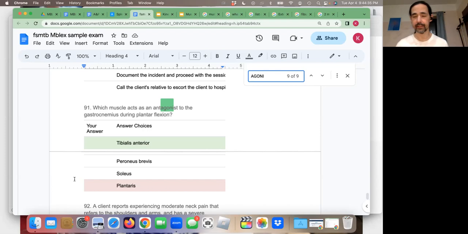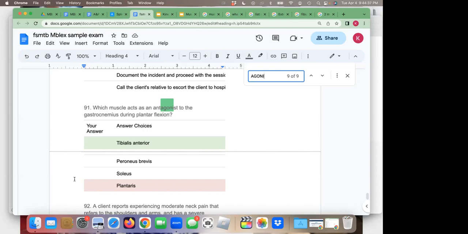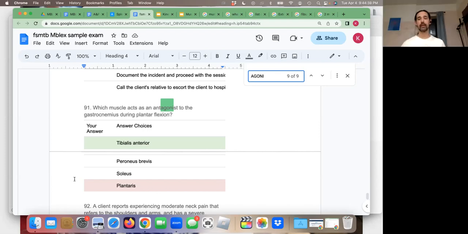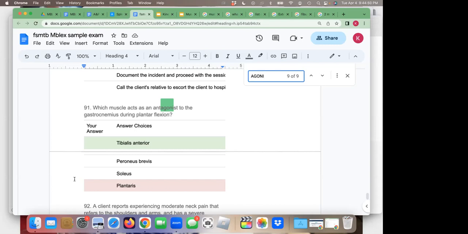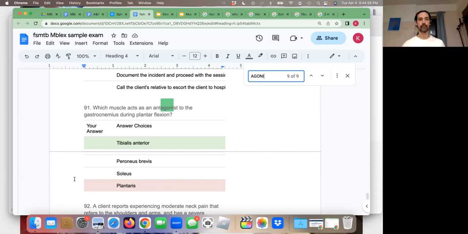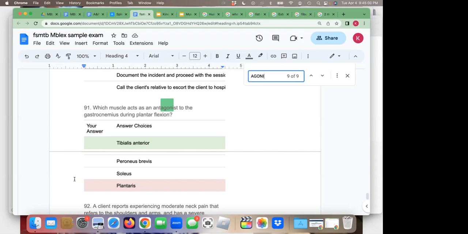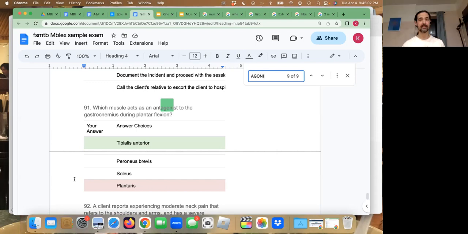Stephanie. Yes. Picture the tibia, okay? Picture the tibia bone. Which side of the tibia is the gastroc on? The front or the back of the tibia? The front? No, it's in the back. Yes.